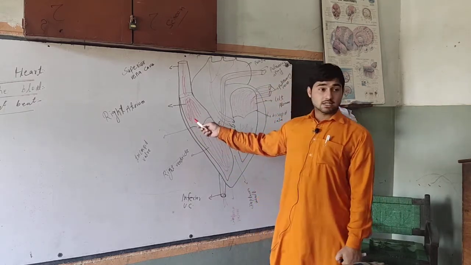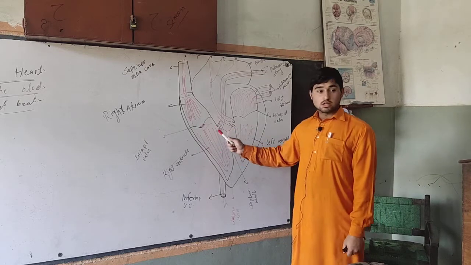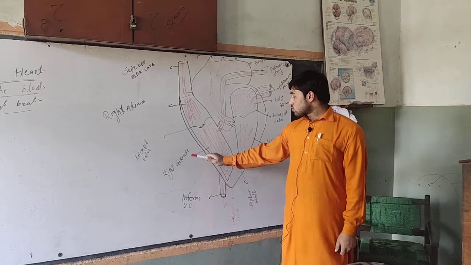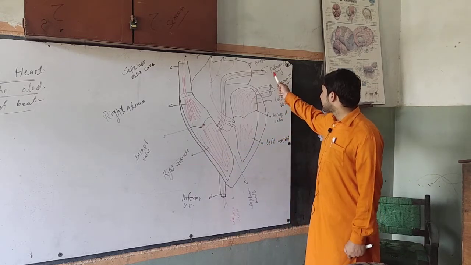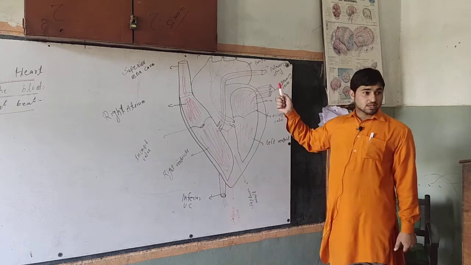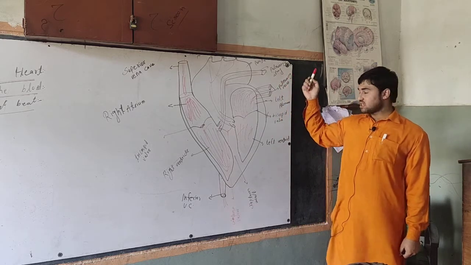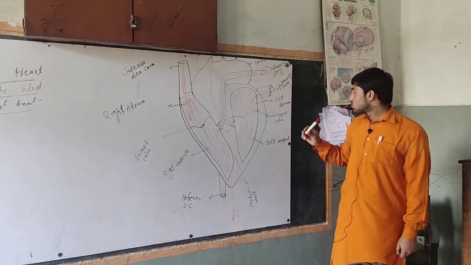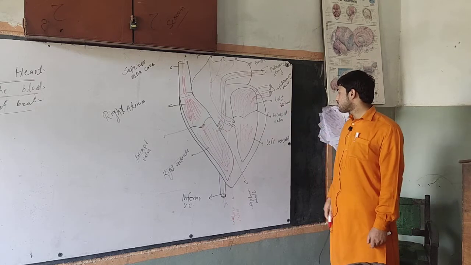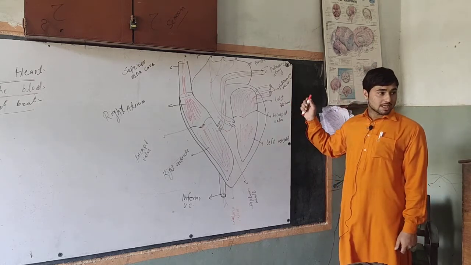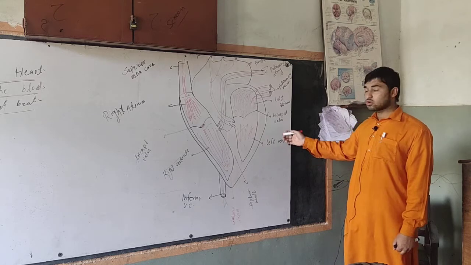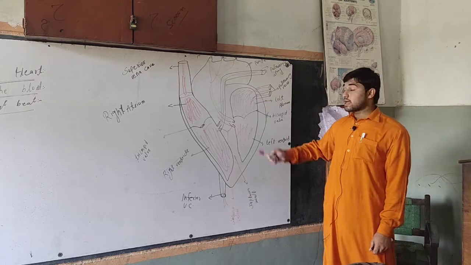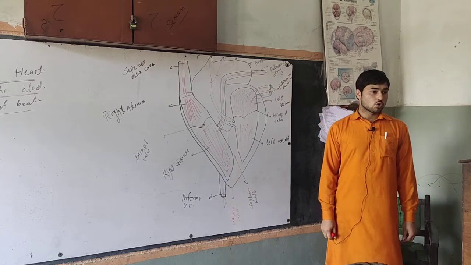The right atrium sends blood to the right ventricle through the tricuspid valve. The right ventricle sends blood to the lungs through the pulmonary artery. The pulmonary artery takes deoxygenated blood to the lungs, where gaseous exchange takes place. The pulmonary veins carry oxygenated blood from the lungs to the left atrium, and the left atrium sends blood to the left ventricle through the bicuspid valve, and the left ventricle sends blood to the aorta, and the aorta takes oxygenated blood to the whole body.